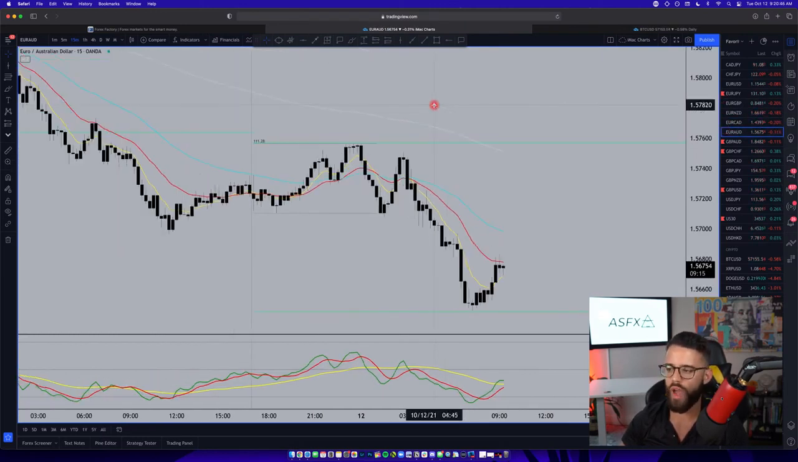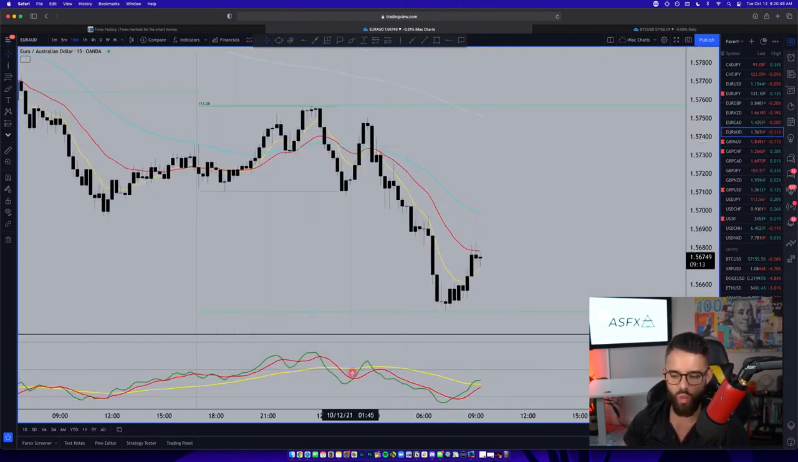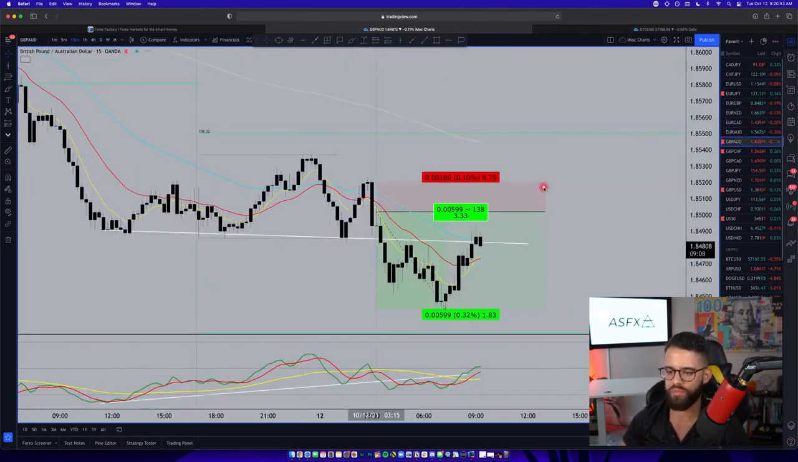Not on the list. Euro AUD, same thing. Maxed out ADR, swapping market sentiment line. Sell zone, buy zone, sell zone. So we're not doing anything with that.